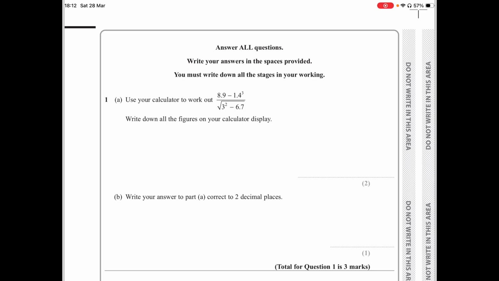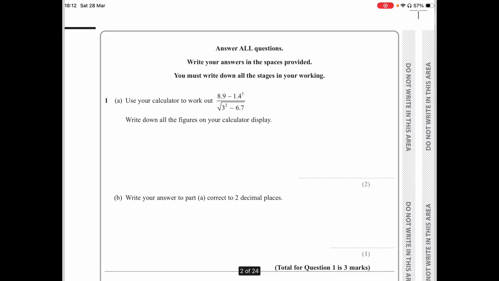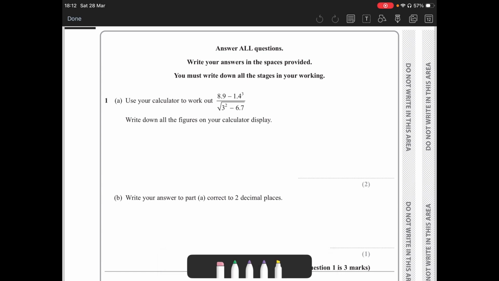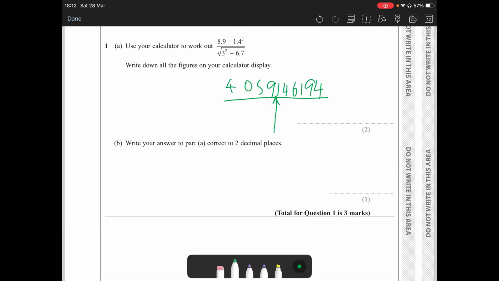So anyway, look, type that in. I get 4.0591469194. Now, in the mark scheme, you only have to get up to 4.059. The mark scheme is basically lenient, because different calculator models will give different digits. As long as you're writing 4.059, that's enough to get marks. But obviously, the more the merrier in this case.